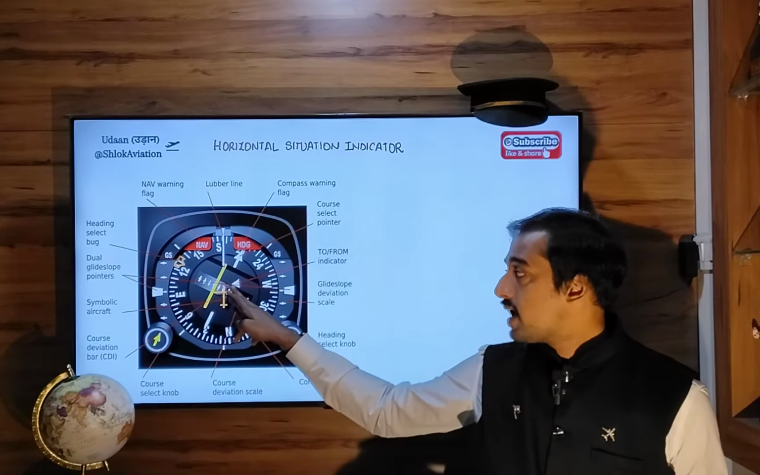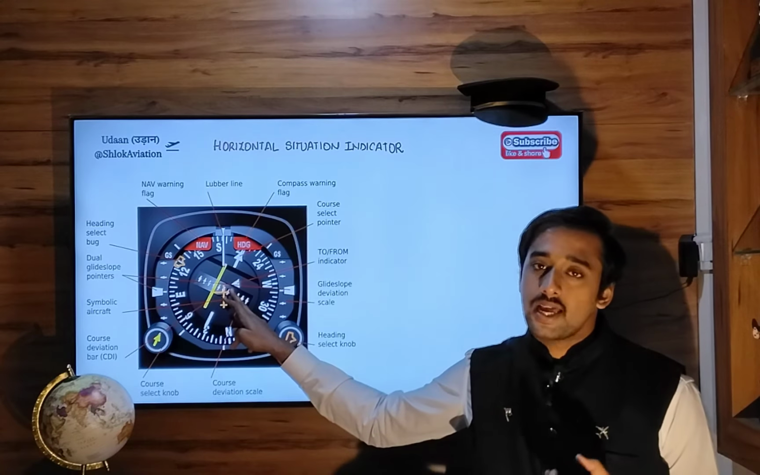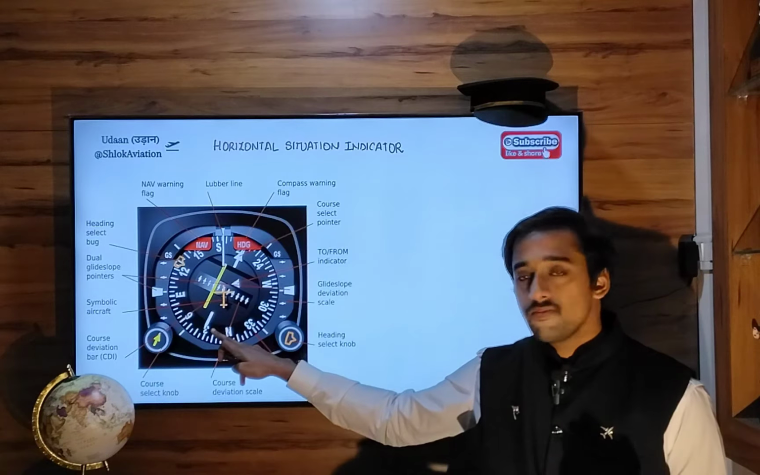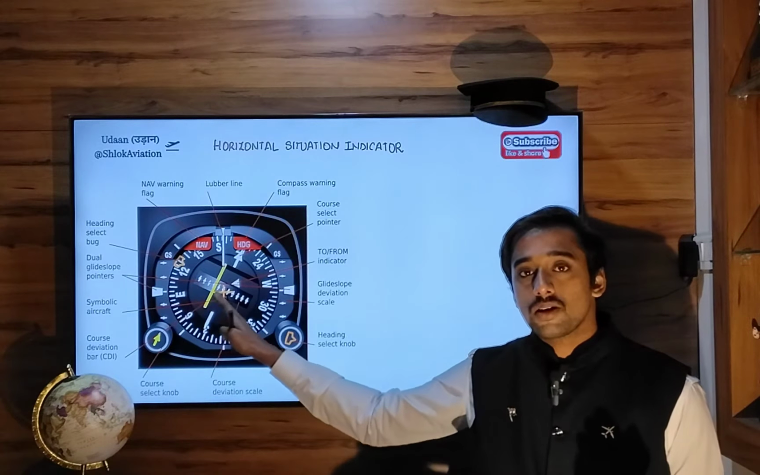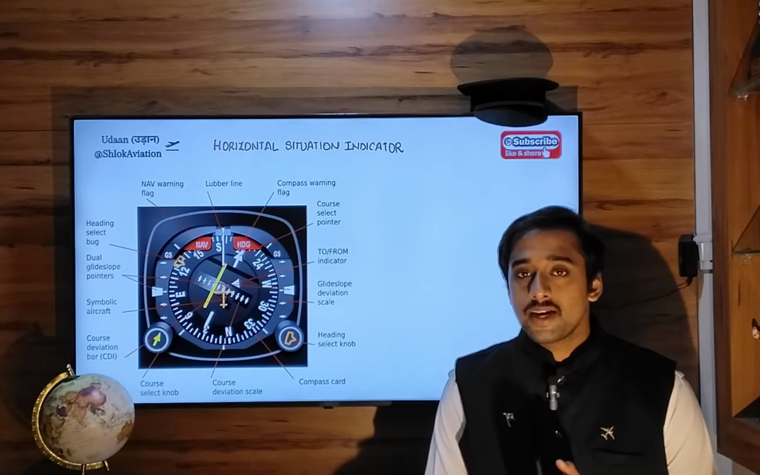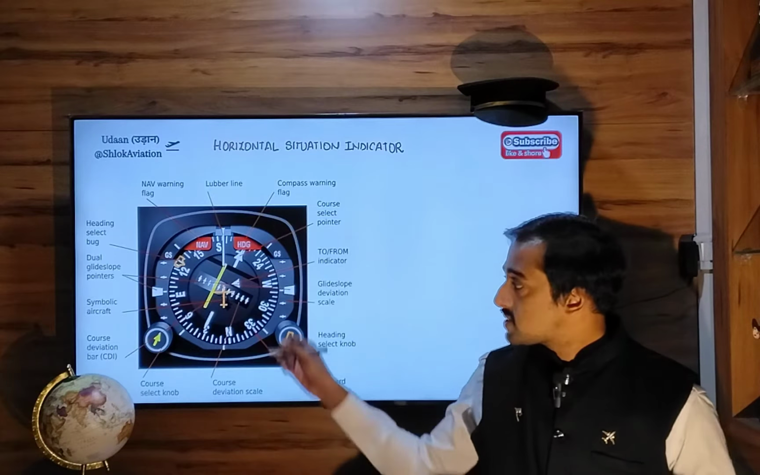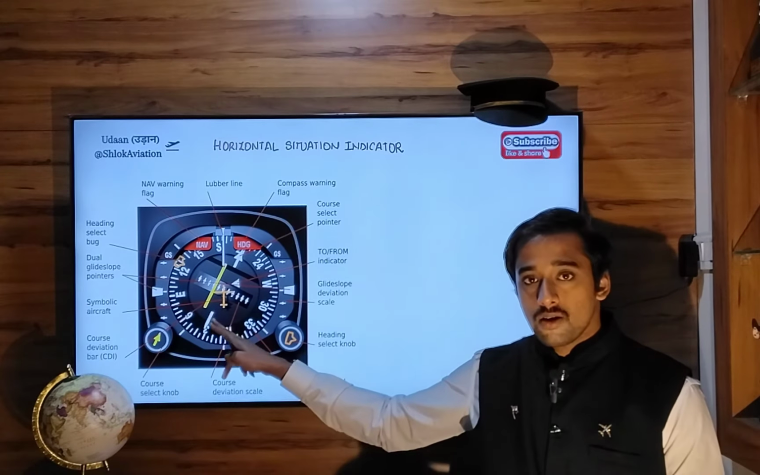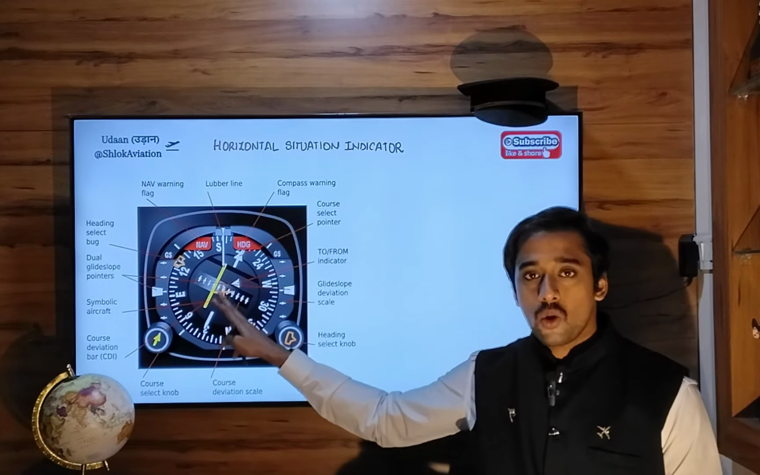Then it has something like OBS selector, a normal OBS selector. It has the CDI needle. If it goes to the left, it can go to the right. Accordingly, you're to the left or right of the deviated track. So it has that feature of the OBS, the CDI needle. That is one common thing it has.